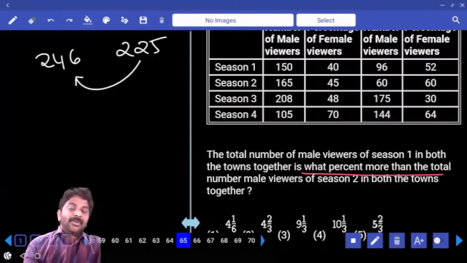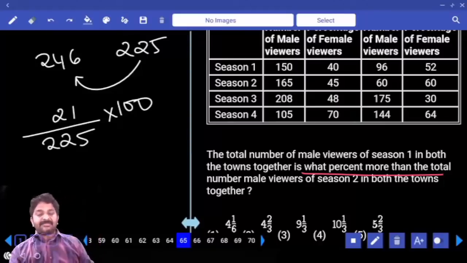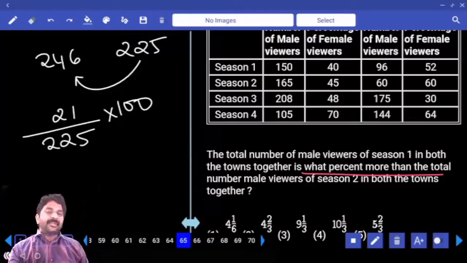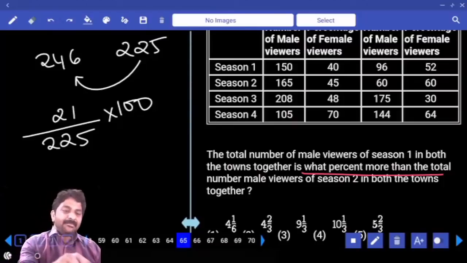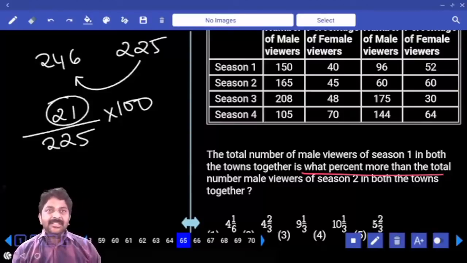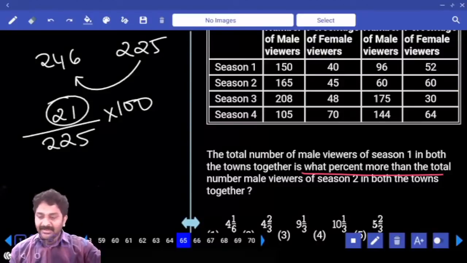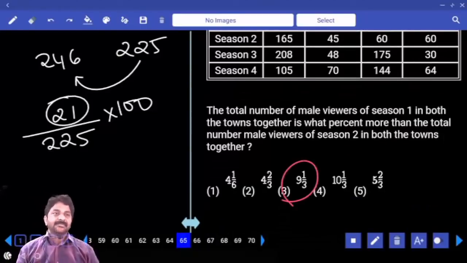So, 246 is how much more than 225? 21 more. With respect to 225, for percentage, what is 10% of the denominator? 22.5. Is your numerator equal, more or less? Less. But very close to that, right? That means the answer must be less than 10% but very close to that. Agreed? How many options are there? Only one, the third option.